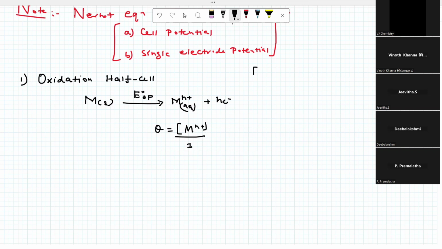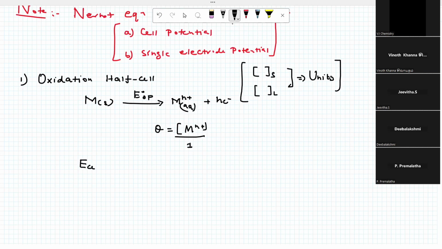See, the activity of a pure solid and the activity of a pure liquid is equal to unity. Pure solid, pure liquid, the density is the same, so the value is 1. So that is the Q value. Now what is the next equation?